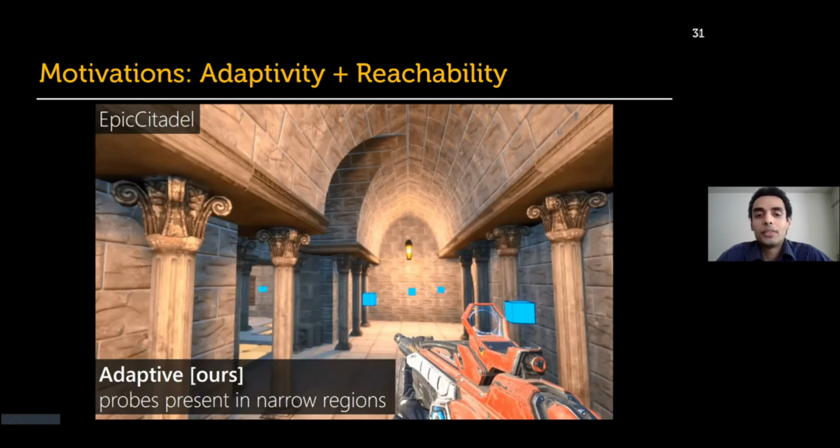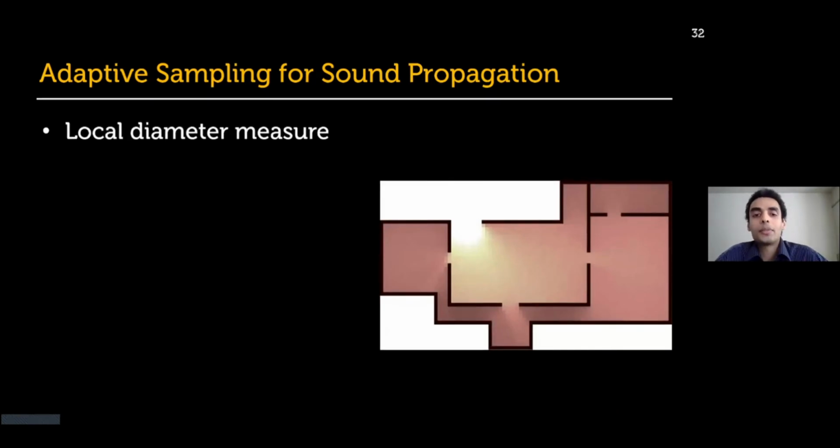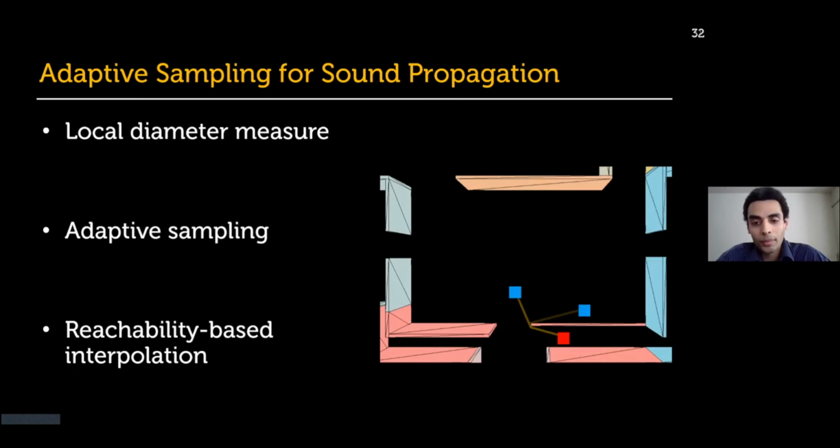There are three main components in this system. First, we use a local diameter measure to enable scene adaptive sampling. This local diameter measure captures the notion of a scene's spaciousness or narrowness around a given point. And we build this diameter measure using a path tracing technique. Then we use this measure to vary the sampling resolution and eliminate undersampling in narrow regions. And we achieve smooth acoustic effects through a runtime interpolation technique based on a radial weighting scheme that uses geodesic paths.